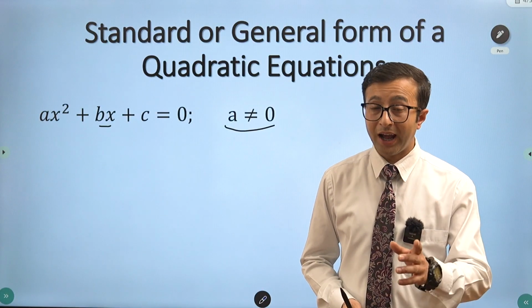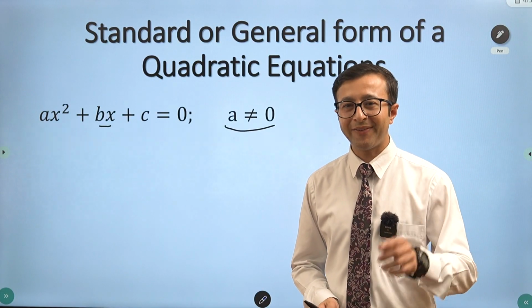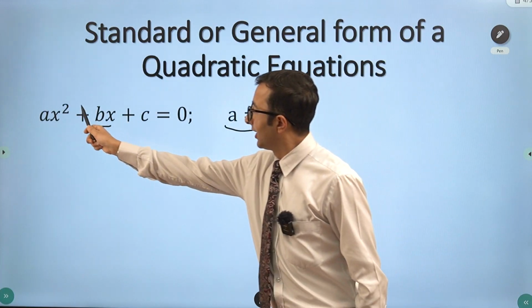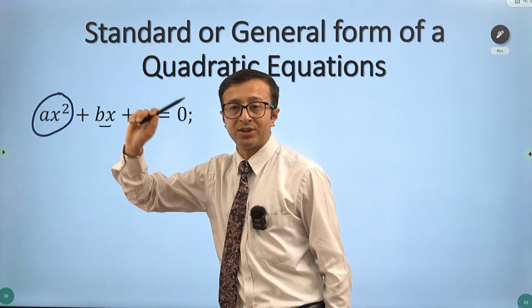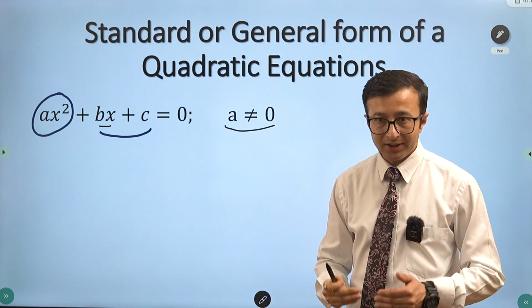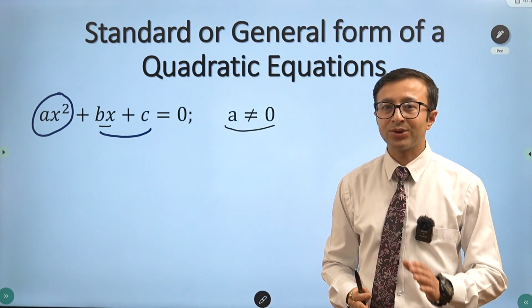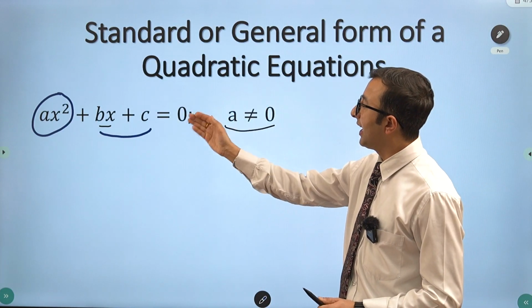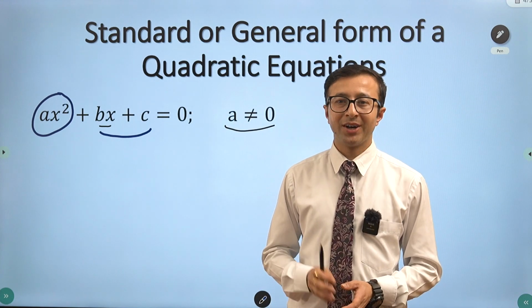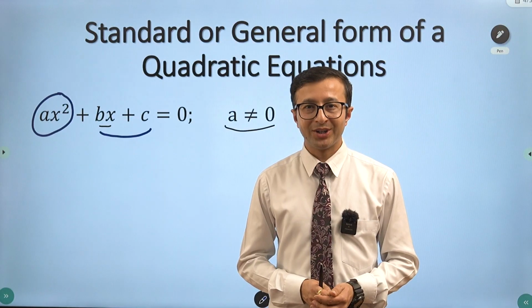It means, what happens if a is equal to 0? I already have explained this. Once the value of a is 0, this whole part becomes 0, so this section only represents the linear equation. That's why a should not be 0. Now what are that a, b and c? Here a, b, c are constant real numbers, where a should not be equal to 0.